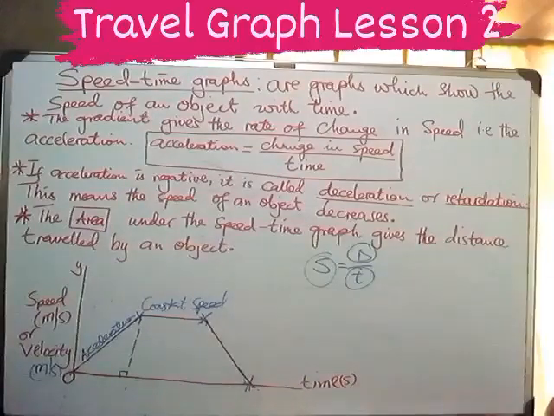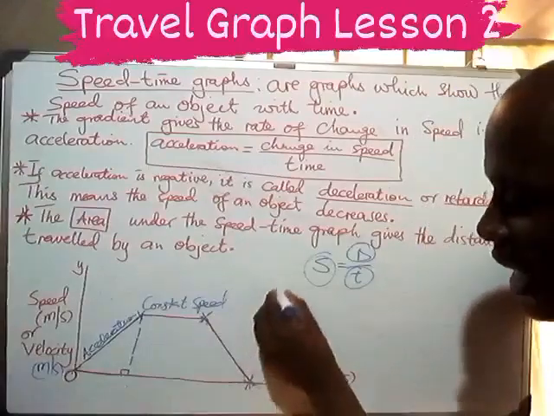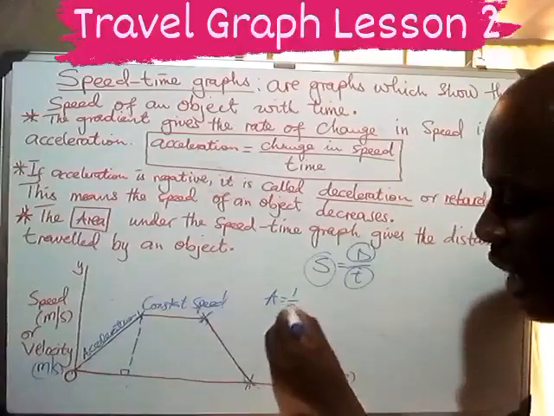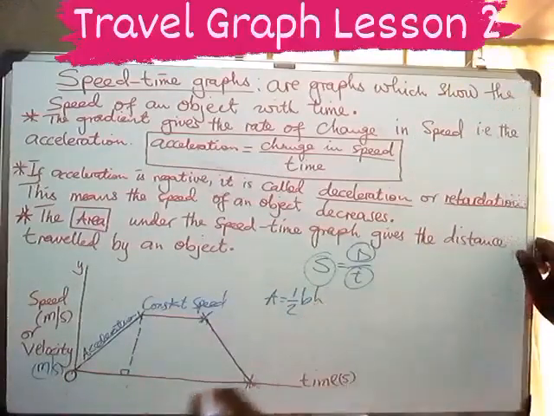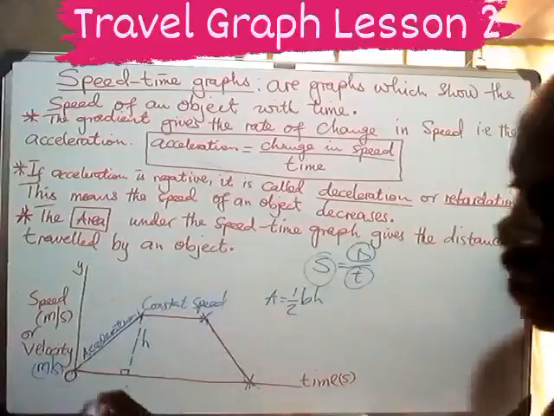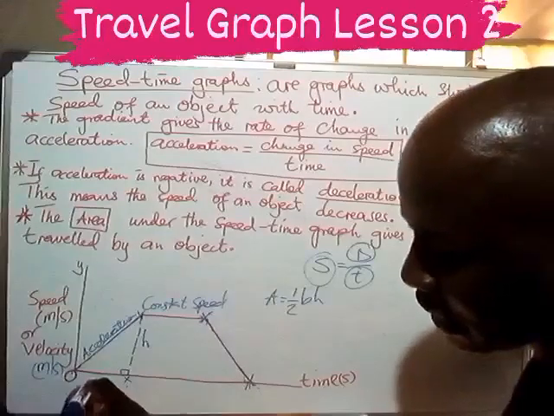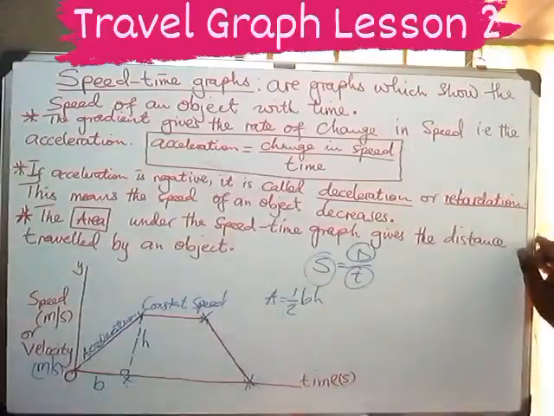Now, sometimes you may be told to find. Now, before I go to sometimes, the area of the triangle is 1/2 BH, where from here up to here it is the height, then from 0 up to this point here it is the base. So this is the formula.